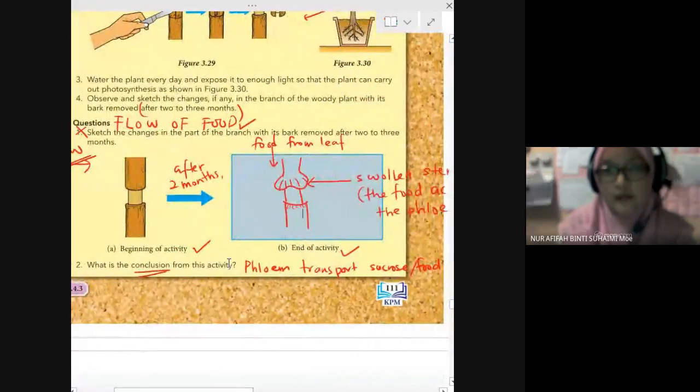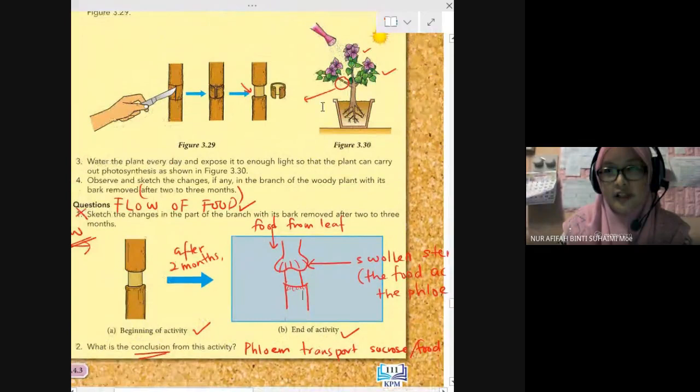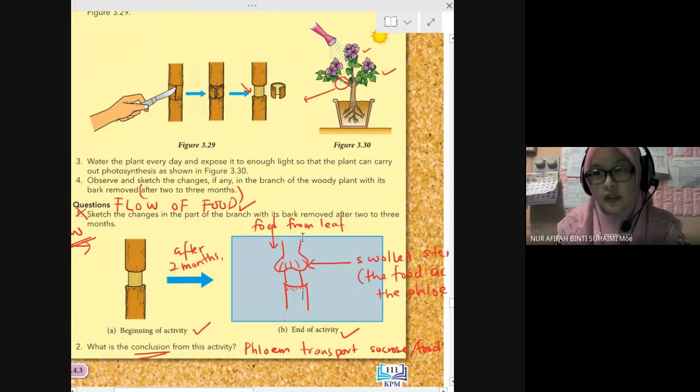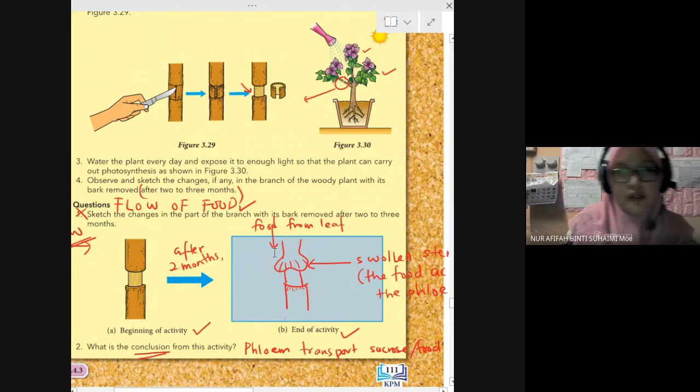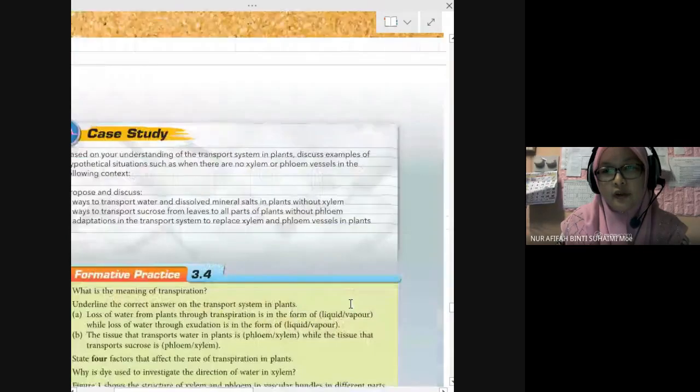So what's the conclusion from this activity? It shows that phloem transports sucrose or food, because it became swollen. That means the phloem cannot transport the food when the ring is removed. The function of phloem is to transport the food or sucrose.